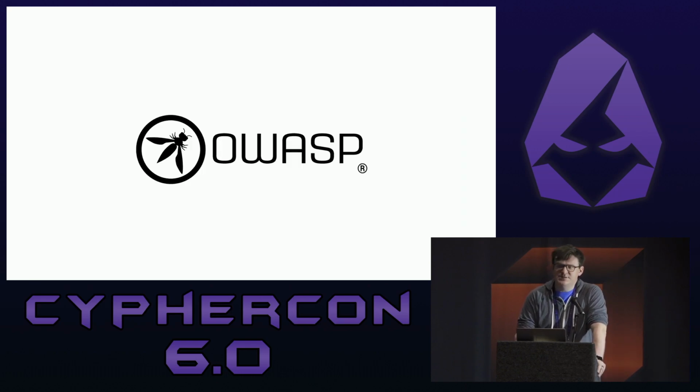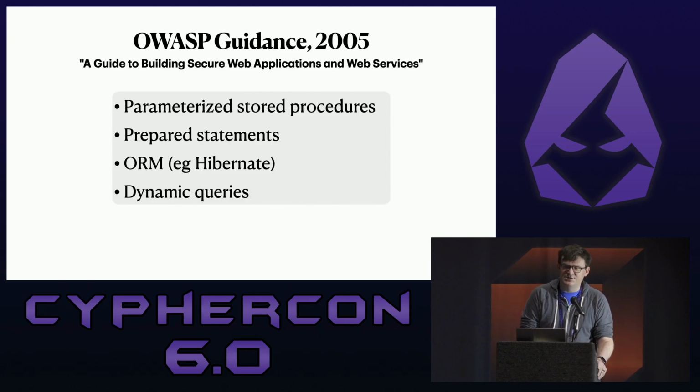Two years later, this organization came into existence, OWASP, Open Web Application Security Project. They worked for a number of years to provide guidance for how to test applications for all sorts of web application security problems, including SQL injection, as well as guides for how to defend against them. And in 2005, they released a guide at Black Hat called A Guide to Building Secure Web Applications and Web Services. They offered 4 pieces of advice here.